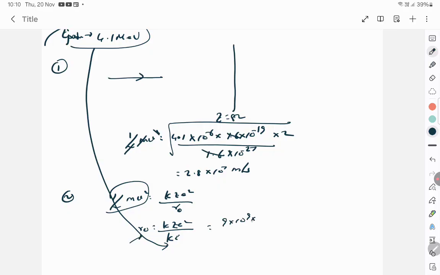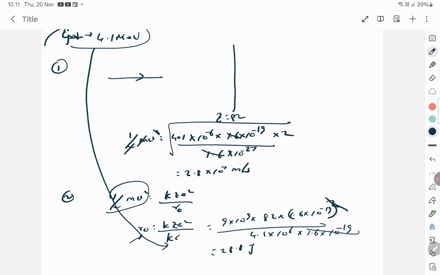So 9 into 10 to the power 9 into Z of the lead, which is 82, into 1.6 into 10 to the power minus 19, the whole square, by the kinetic energy, 4.1 into 10 to the power 6 into 1.6 into 10 to the power minus 19. So this and the whole power get cancelled. We will not do the whole calculation. Just do this calculation and get the distance of closest approach, whose value will be 28.8 Fermi.